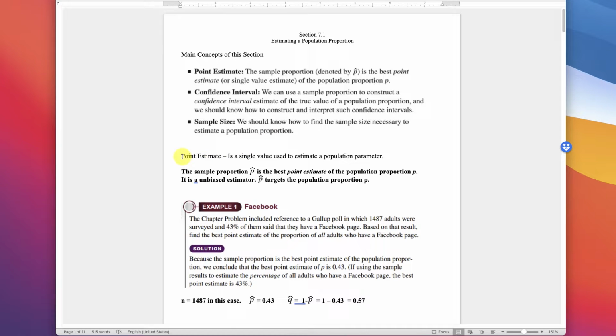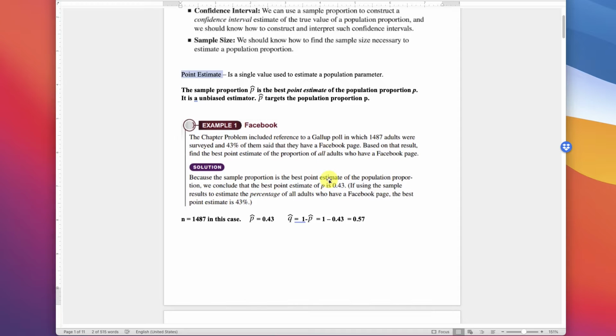So, point estimate. It's a single value used to estimate a population parameter. The sample proportion p hat is the best point estimate of the population proportion p. It is an unbiased estimator, as we found out previously, and p hat targets that population proportion p. Alright, so let's start with an example to get the terms focused and realize what they are. The chapter problem includes a reference to the Gallup poll.